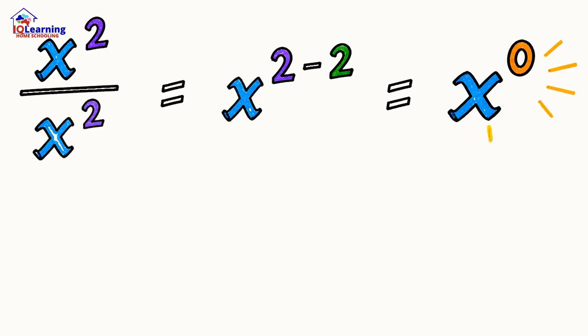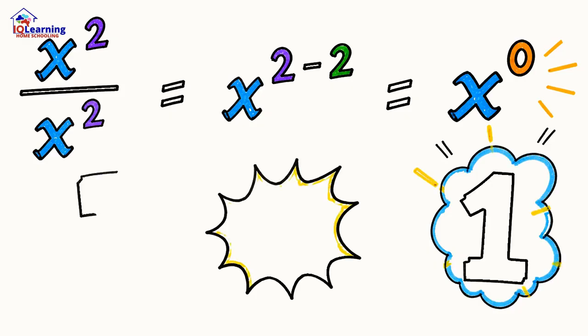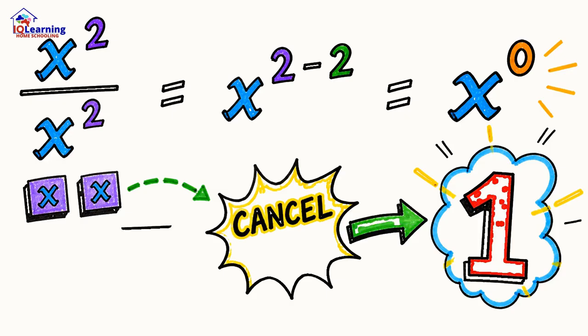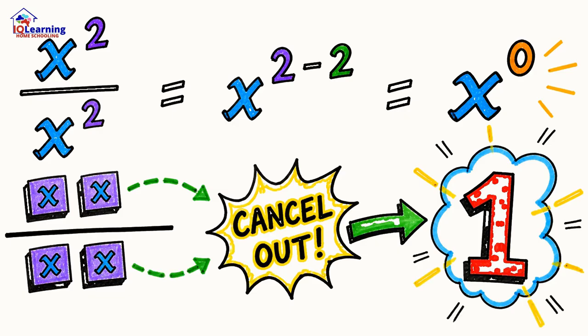What happens when you divide a number by itself, like x squared divided by x squared? The division law says you subtract the powers, giving you x to the power of 0. But we also know any number divided by itself is 1. Therefore, anything to the power of 0 must be 1.